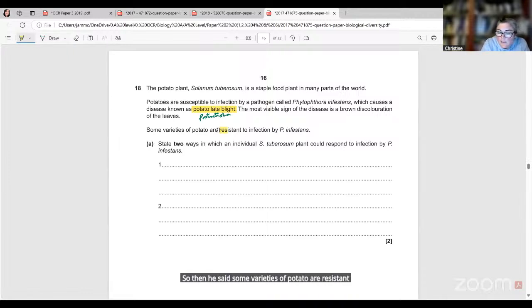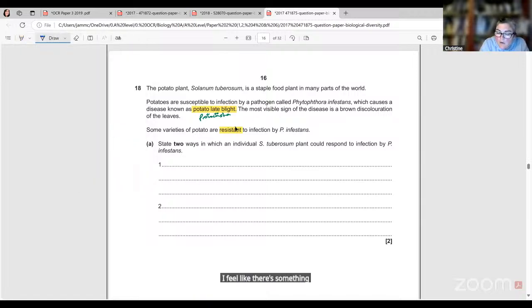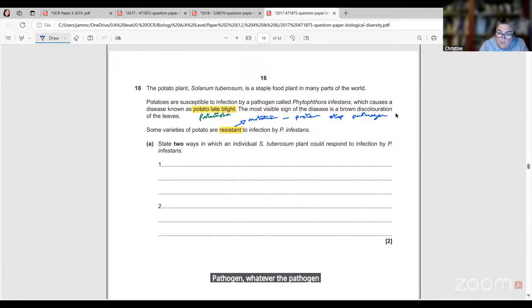Now, I do feel like resistance is coming up this year. I don't know why, I feel like there's something. How do you get a resistance? The resistance would be that there is some form of a mutation. That mutation could result in the production of, let's say, a protein which is going to stop the pathogen, whatever the pathogen is. So I'm just going to add that in there as a bit of a reminder.